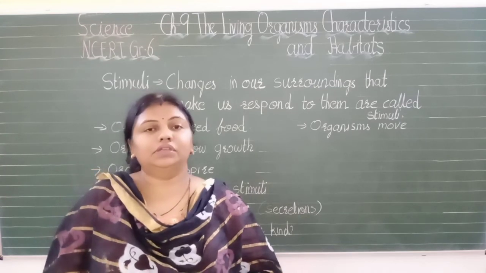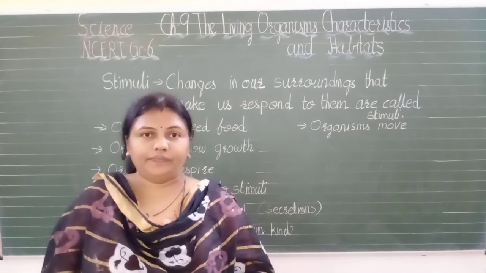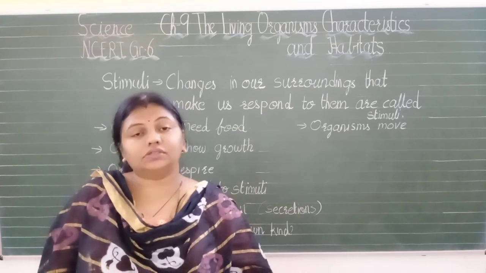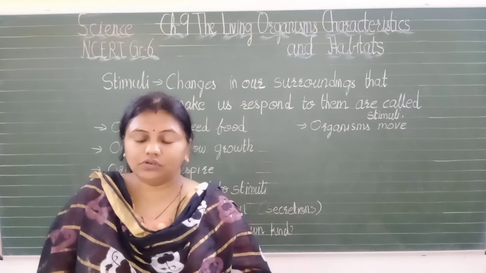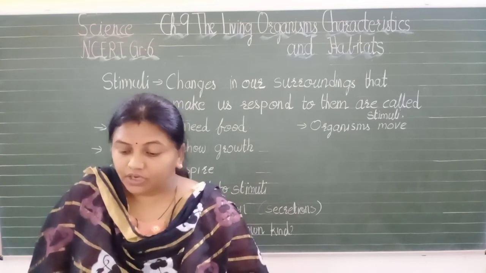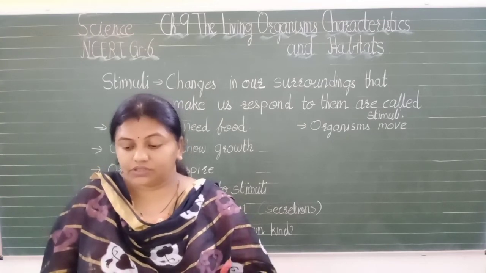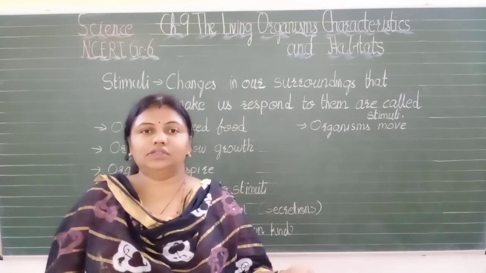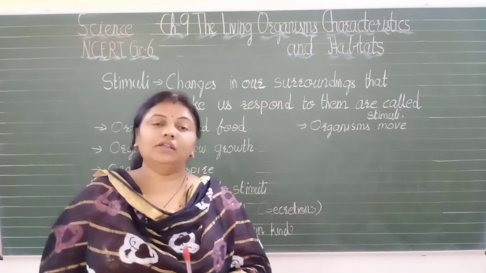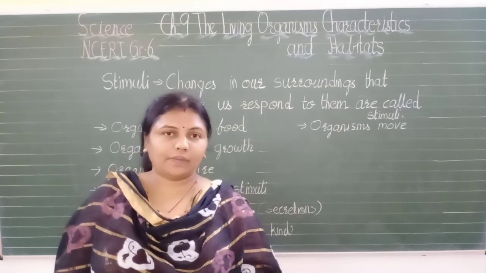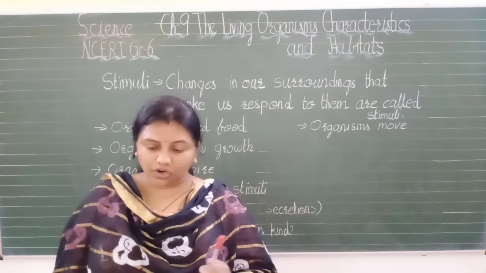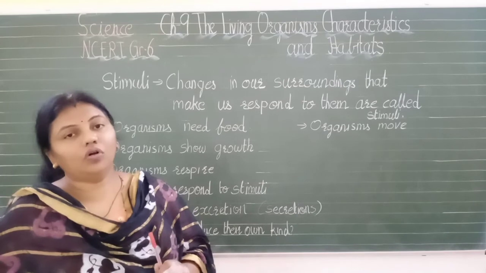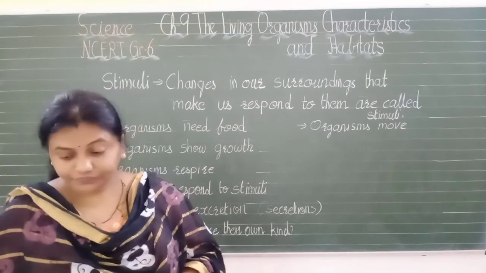Even you might have seen plants like mimosa, isn't it? The mimosa plant is also known as the touch-me-not plant. The leaves close or fall when someone touches them. So when somebody touches it, it will directly close its leaves. Which plant? Mimosa plant. It is also known as touch-me-not plant. So stimuli are always found in all living organisms.